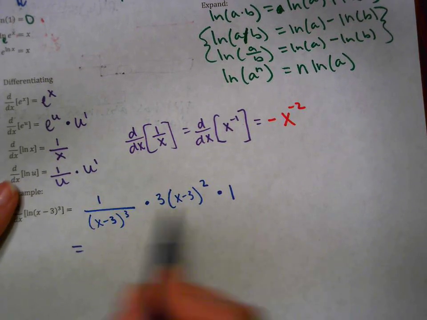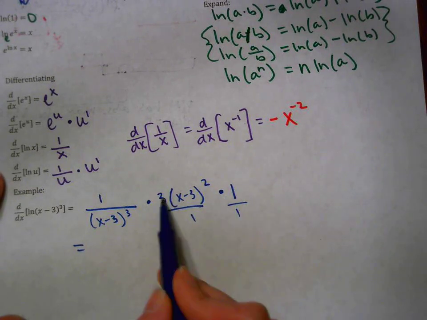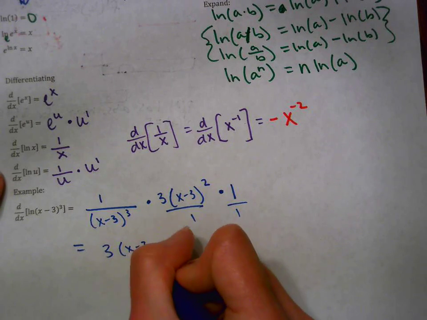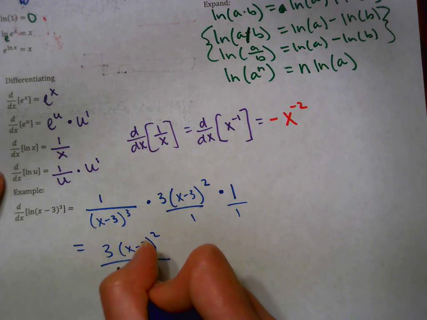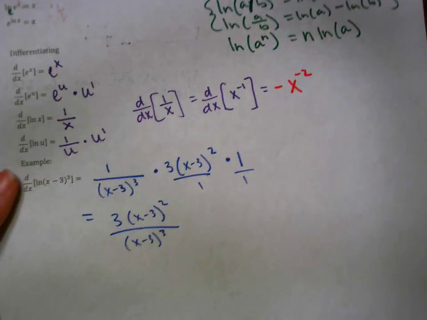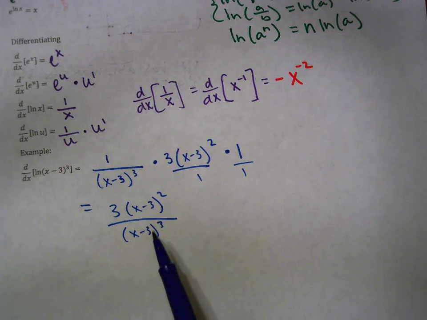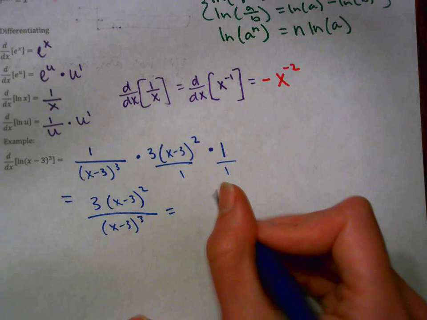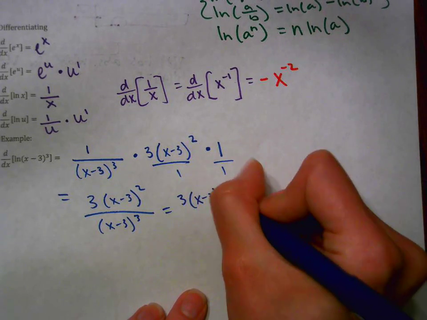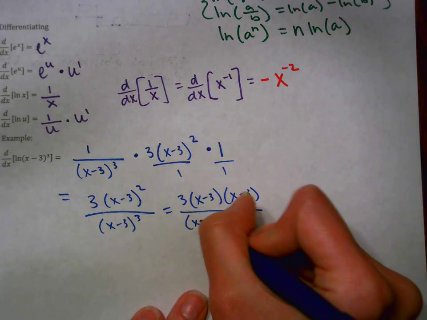So if I write this all on top of each other, because right, we could put this over 1 and this over 1, so these go on top. 3x minus 3 squared over x minus 3 cubed. Which, if we think about this, x minus 3 squared over x minus 3 cubed, you don't have to show this, but if you know what you're doing and you simplify it in one step, you can. But I'm going to show you what that means if we expand it. That's 3 times x minus 3 times x minus 3, and then x minus 3 cubed on the bottom.